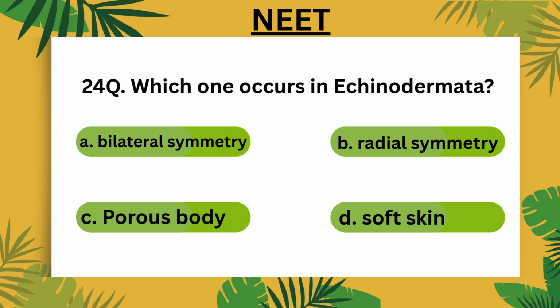Twenty-fourth question. Which one occurs in echinodermata? A. Bilateral symmetry. B. Radial symmetry. C. Porous body. D. Soft skin.